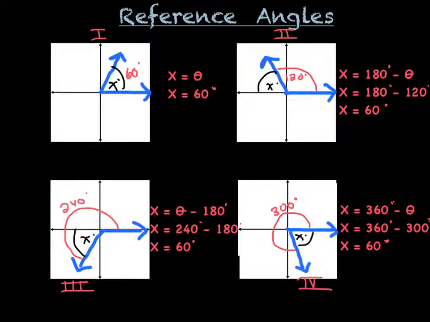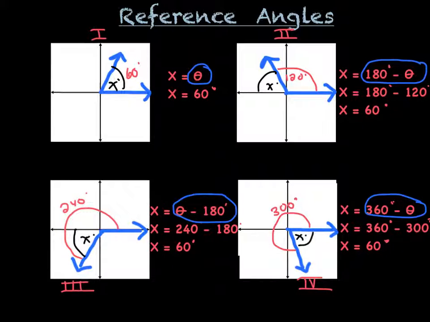And again, to sum up our rules, in the first quadrant, the reference angle is just equal to theta. It's just equal to whatever the first quadrant angle is. In the second quadrant, the rule is 180 minus theta. It's 180 minus the second quadrant angle. In the third quadrant, it's theta minus 180. It's the third quadrant angle minus 180. And in the fourth quadrant, it's 360 minus theta. It's 360 minus the fourth quadrant angle.